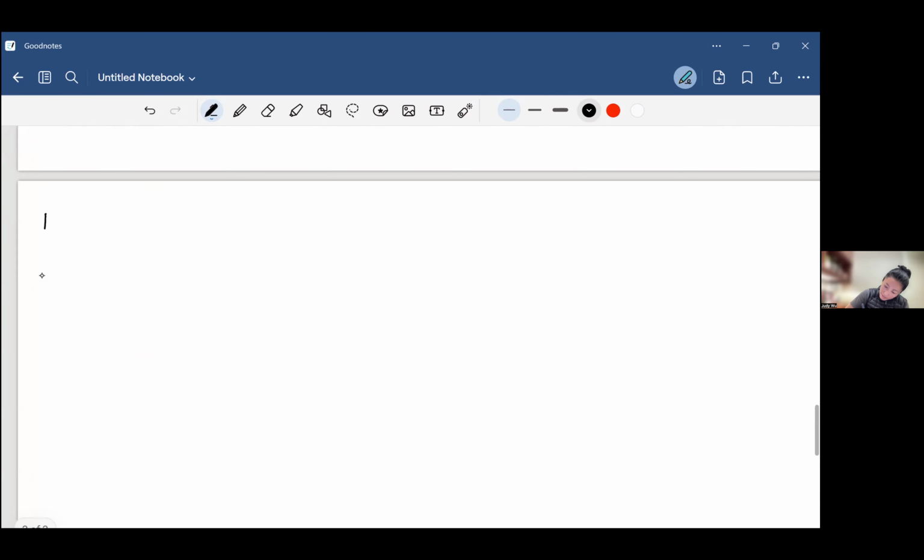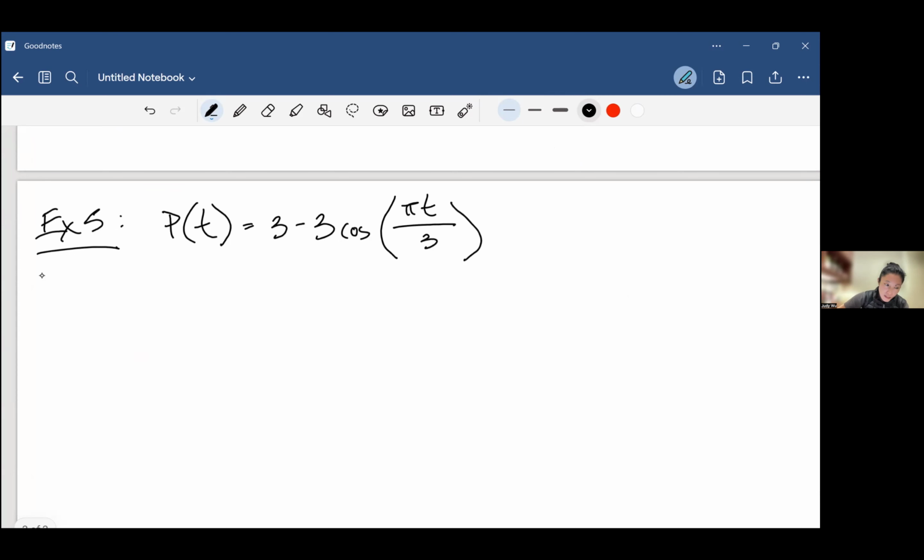All right, so example 5. Now we got a word problem here. I'm not going to write out the whole word problem, but I will give us the function that we're interested in, okay? So we're looking at a profit curve, all right? Our profit is given by the following function, 3 minus 3 cosine of pi t over 3, and t is between 0 and 52. Okay, so we've got some kind of profit function here.